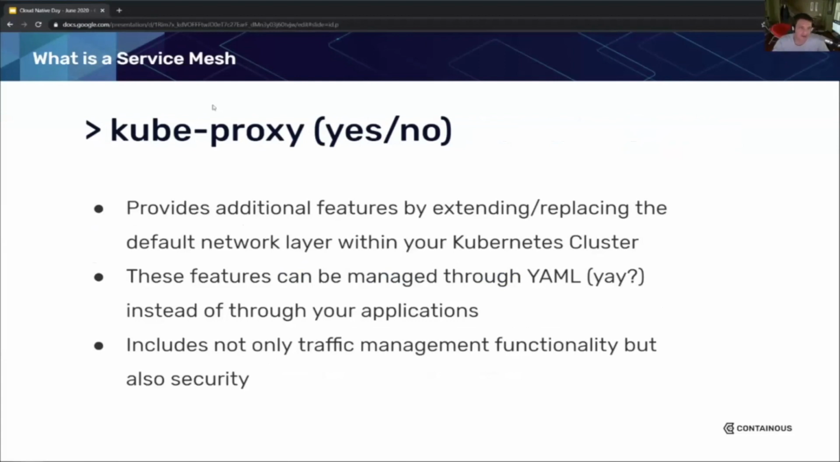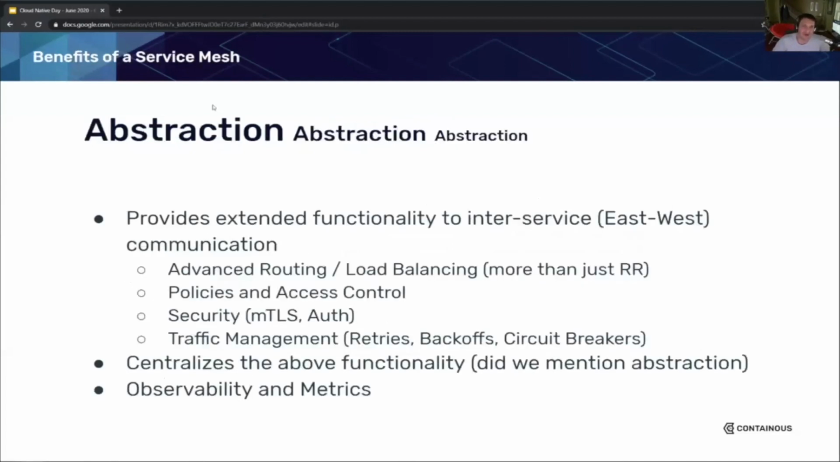So the service mesh exists to either extend or in many cases outright replace kube-proxy, and it does that to expose additional features. And we're going to talk more about those on the next slide, but those features can be managed through the Kubernetes API and objects, YAML. And this configuration typically exposes traffic management and security features and functionality.